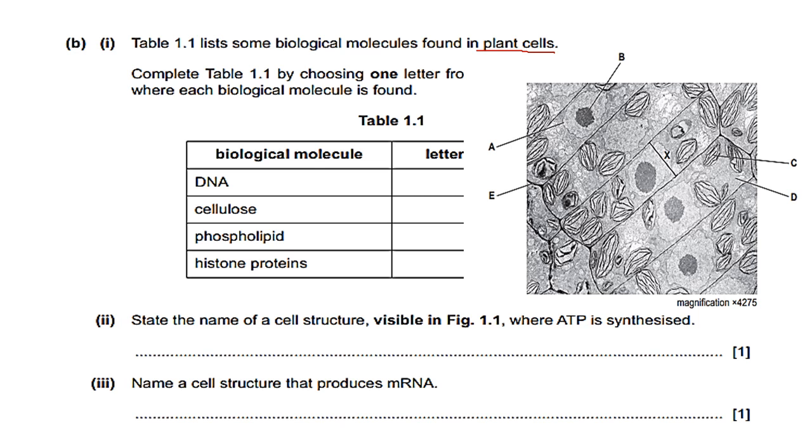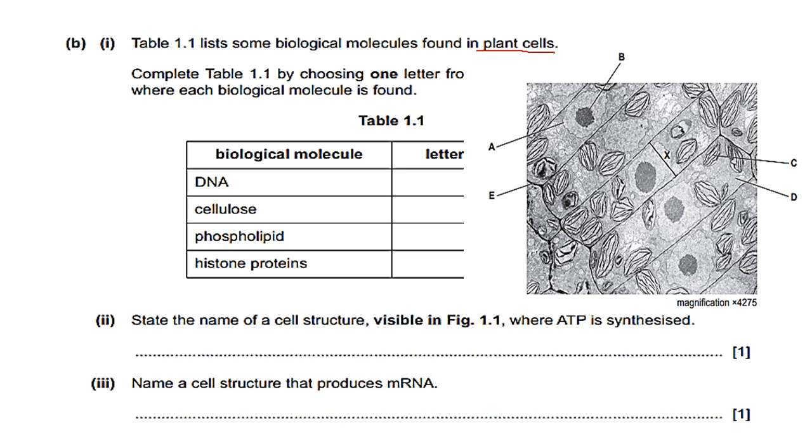So where would you find DNA? If this is a plant cell, where would we find DNA? Well, DNA typically would be found in the chloroplast. You can find DNA in the chloroplast. You can find DNA in the mitochondria. And again, if you've watched the paper 1 video, you know about the endosymbiont theory, so this should not be surprising to you. And you can also find DNA inside the nucleus.